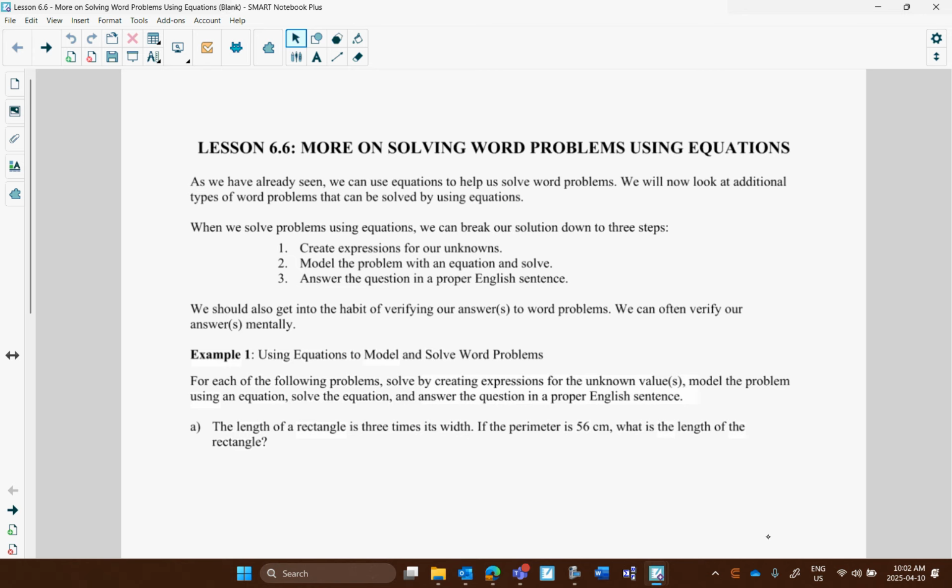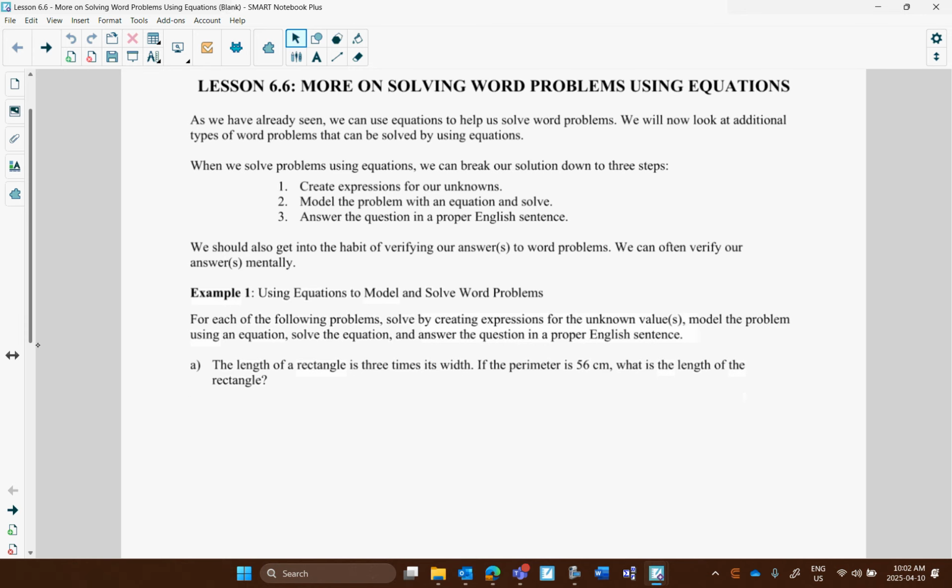So we're going to continue on with word problems, using equations to solve word problems. These ones are going to be a little bit more challenging, but the method is still the same, never changes. Set up your unknowns, create your equation and solve it, use that to find the answers.